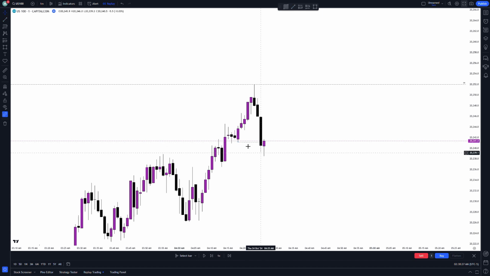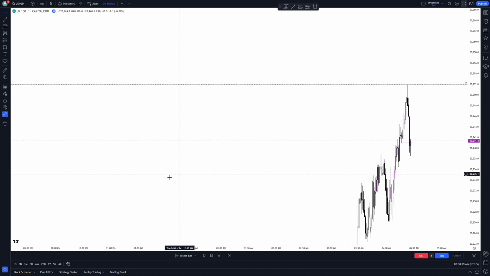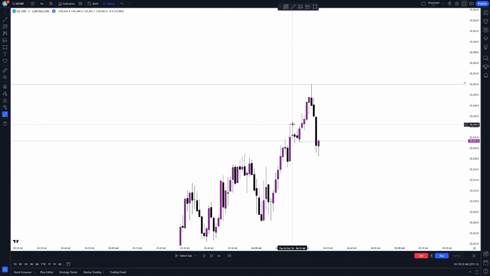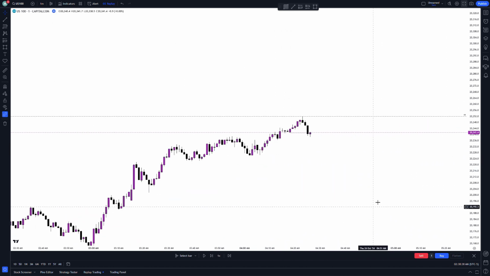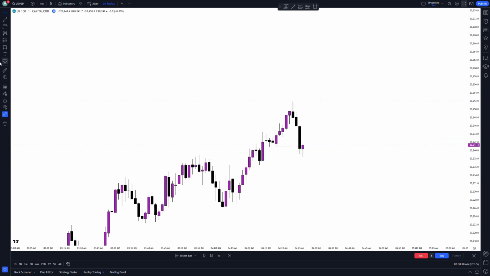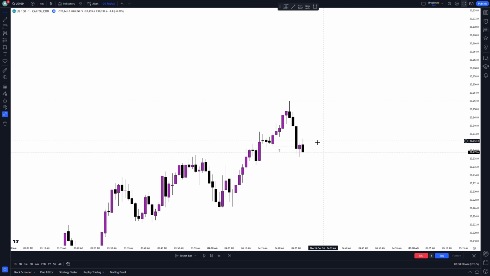So we have this market structure shift. Also, we have taken out the buy stops right there. Also, buy stops right there. So we have these two confirmations, right? So now let's see what is going to happen. We have this market structure shift and displacement with fair value gap, right? And we want to see price go below, right?